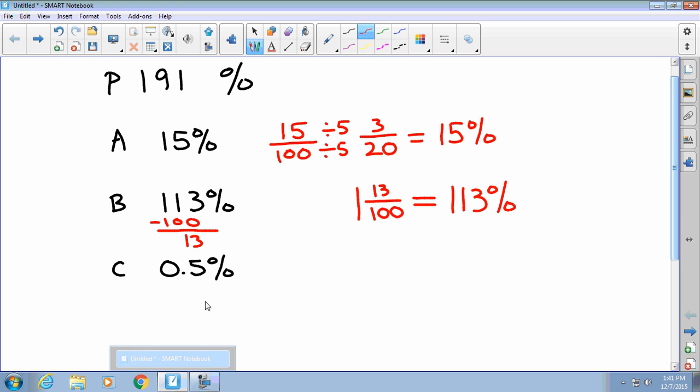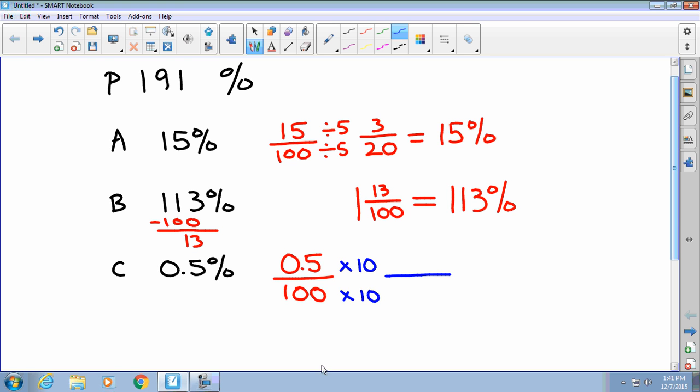0.5%, this is probably the hardest one. 0.5%, again, we're going to write it as a fraction. It's 0.5 over 100. Now what we want to do is take that decimal out. And one of the ways we can take that decimal out is by multiplying by the same number on top and by the same number on the bottom. So if we times it by 10, 0.5 times 10 is going to be 5. And 100 times 10, we're just simply going to add a 0 to that. So it is 5 over 1,000.